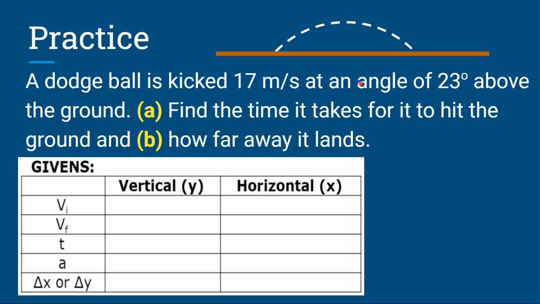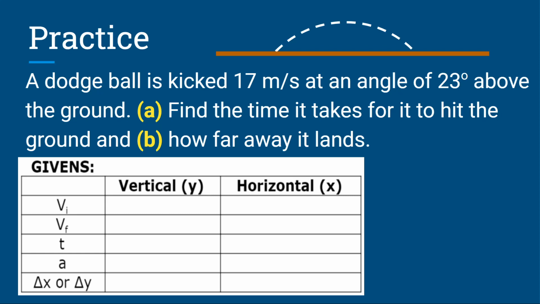All right, let's try another one. Again, you can copy this down if you'd like another example. This is very similar to the ones that we did last week and to the warm-up question. So if you're like, I already got that one, that's fine. The next one is a little bit different. This one says a dodgeball is kicked 17 meters per second at an angle of 23 degrees above the ground. Find the time it takes for it to hit the ground and find how far away it lands.